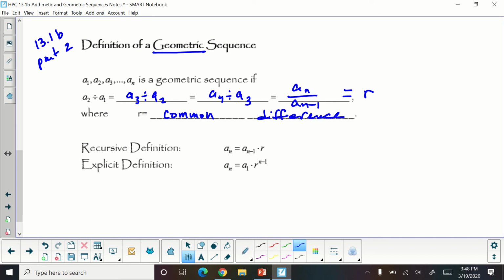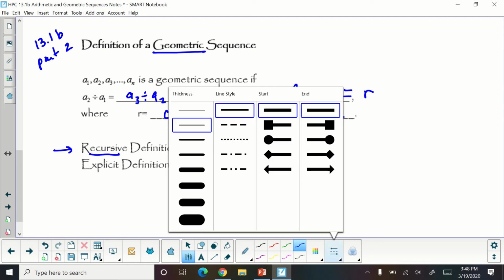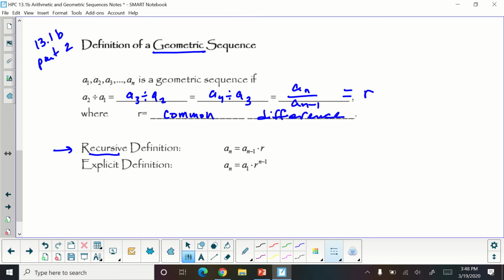For a geometric sequence, we have two types of definitions. We looked at these types for arithmetic. One is the recursive definition, which says that a sub n, which would be any term, is equal to a sub n minus 1, which would be any other term, times r, that common difference.